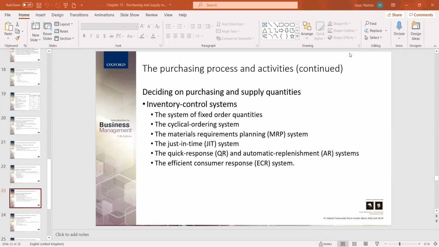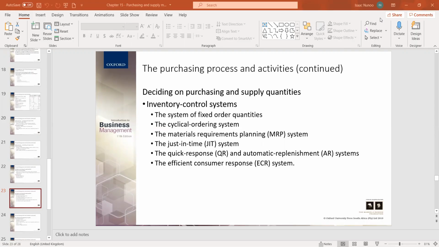In terms of the cyclical order system, you may order for a fixed quantity, but it may vary at a particular point in time. So in the period of maybe rainy season, there is a certain quantity that you order, but it may vary in dry season. So during a particular point in time, there is some variation. And the material requirement planning system, what it basically does is that you use a computerized system to calculate what is needed in the production process, the total need for materials that are required in a given period of time.